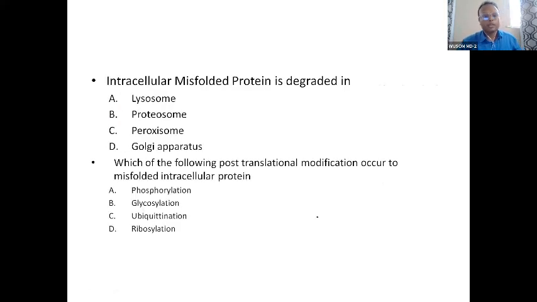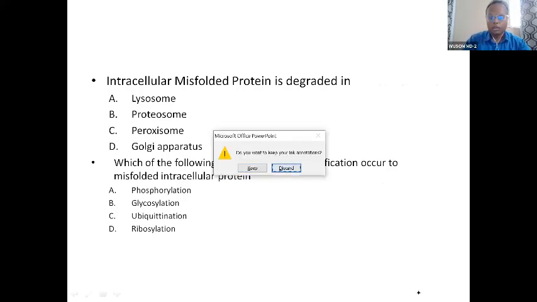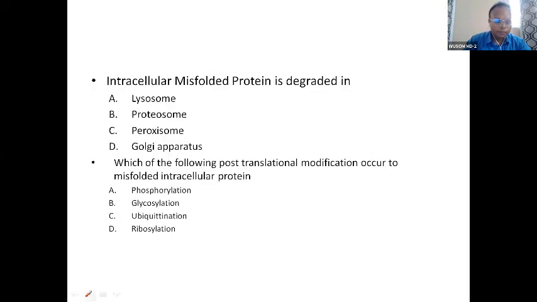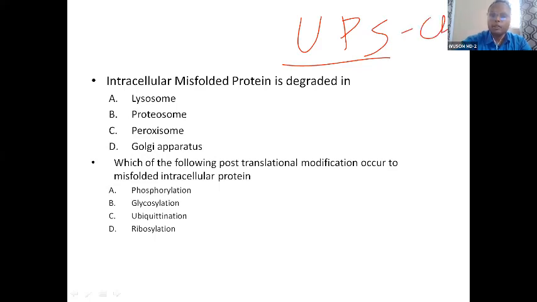So remember this concept. Intracellular misfolded protein, when protein is not folded nicely, will be degraded by what? I told you, UPS, the ubiquitin proteasome system. Ubiquitin, chaperone, this term I wanted you to remember. The proteasome will destroy the proteins that are misfolded in the cell.